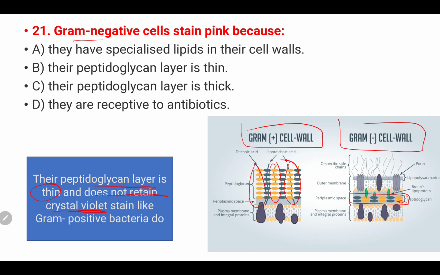When compared to gram-positive and gram-negative, the gram-negative stains pink. Because what? Because of the peptidoglycan layer. Their peptidoglycan layer is thin in case of gram-negative. But in case of gram-positive, it is what? Thick. So this is the reason. So option B is the right option for this question.